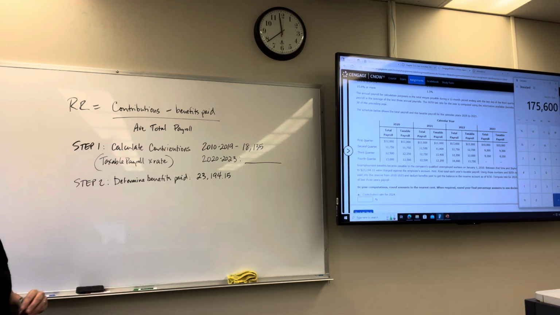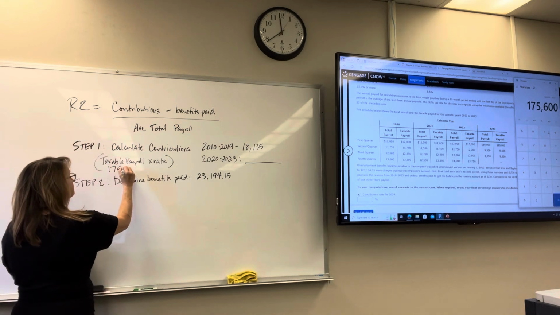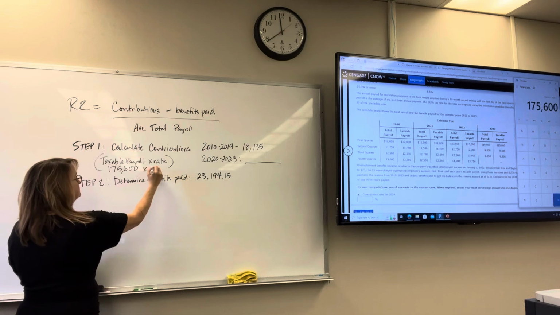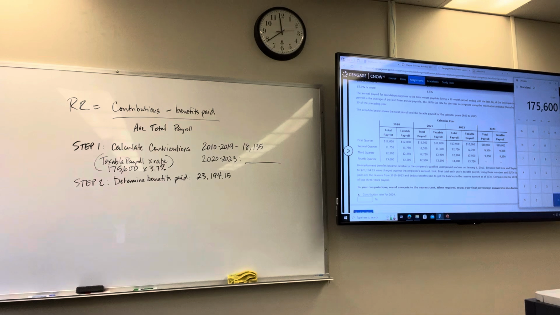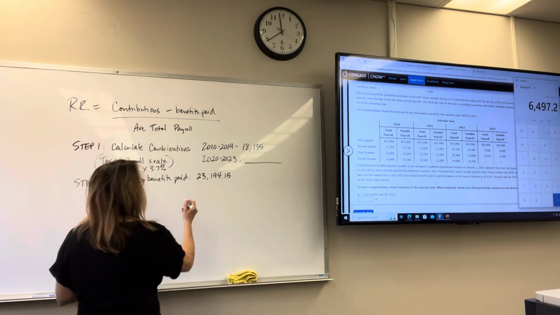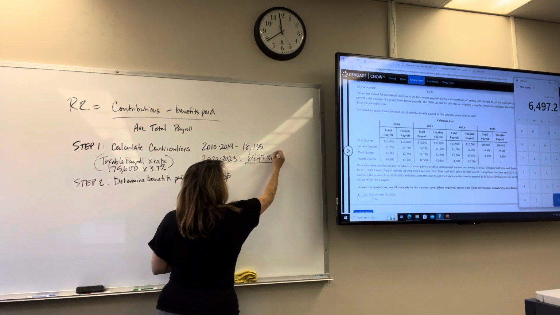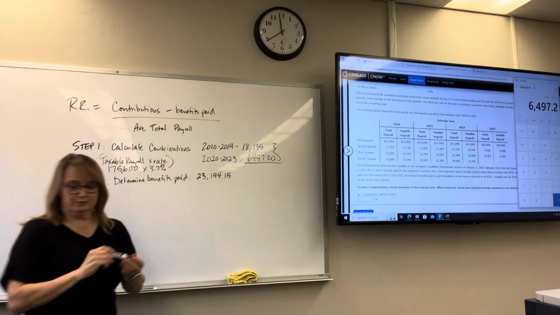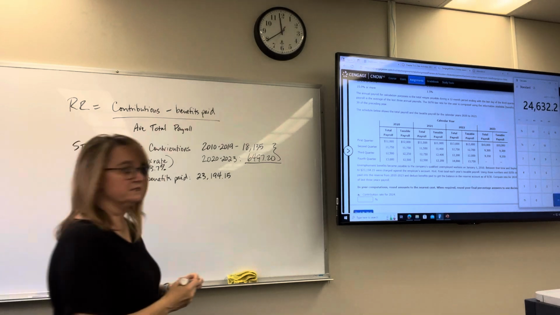Okay, so our taxable payroll, 175,600 times 3.7%. So this is the total amount of contributions that they would have made over that period of time. So 6,497.20. And then we'll sum those two up. 18,135. 24,632.20.